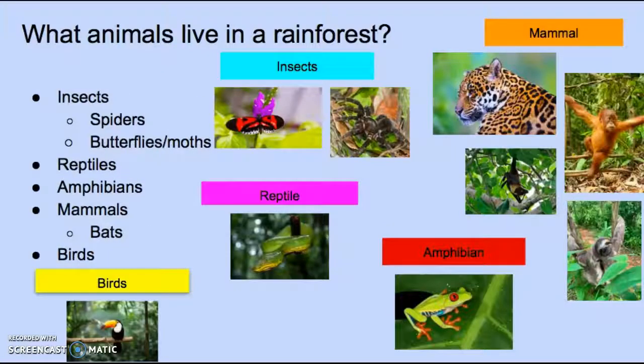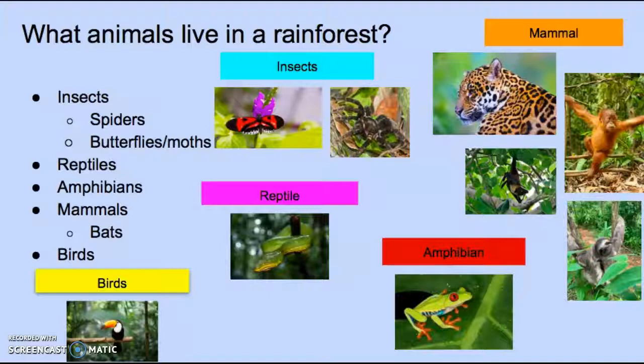Next, we are going to talk about what animals live in a rainforest. There are many animals that live within each rainforest, but some specific ones that we are going to talk about are the ones I have listed here. In the blue section, we have insects. Many insects, such as spiders, ants, caterpillars, beetles, butterflies, and moths, live here because of the warmer weather, and they are an important food source for many animals in the rainforests.